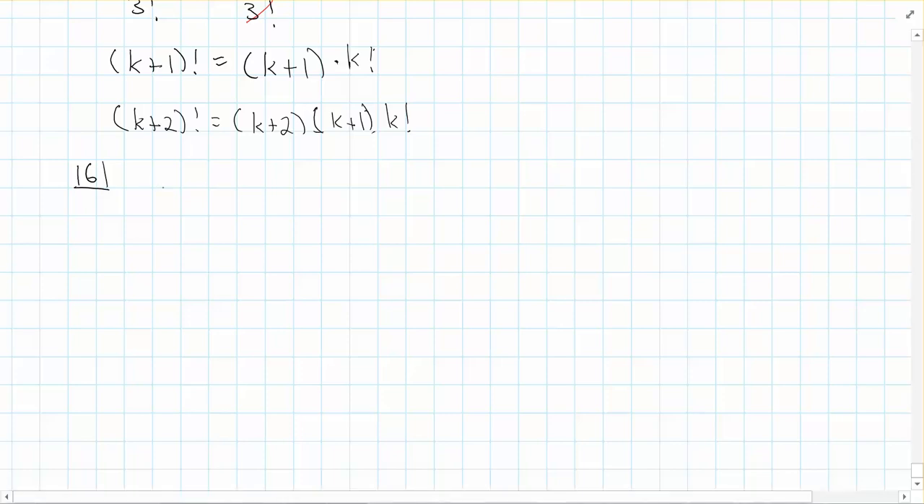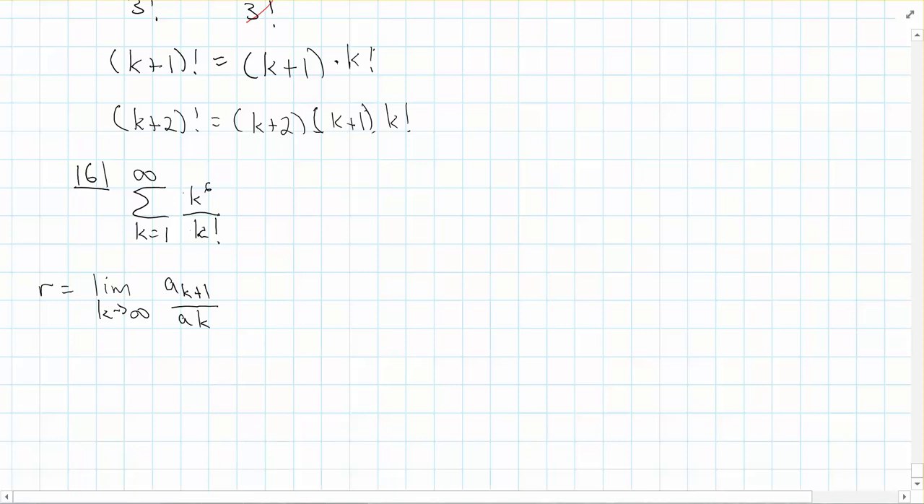So this is problem 16, and it's the sum from k equals 1 to infinity of k to the 6th power over k factorial. And we're supposed to use the ratio test to determine if this converges or diverges. So we're going to look at the limit as k goes to infinity of a sub k plus 1 over a sub k. And we call that r.